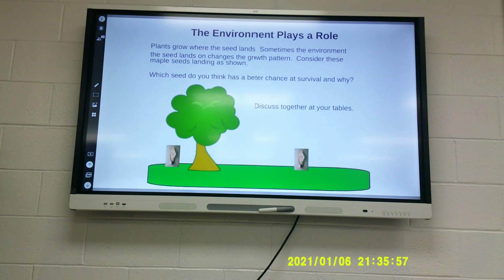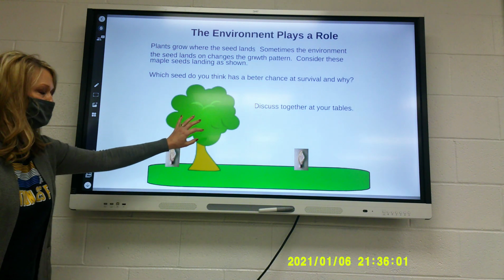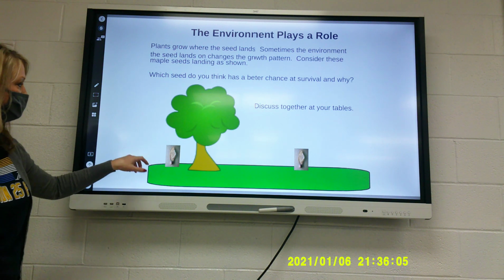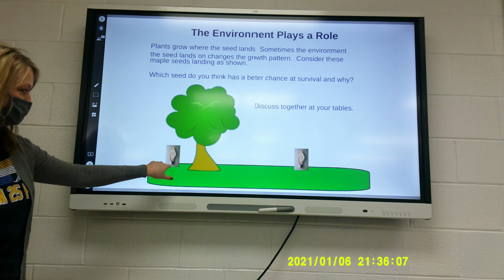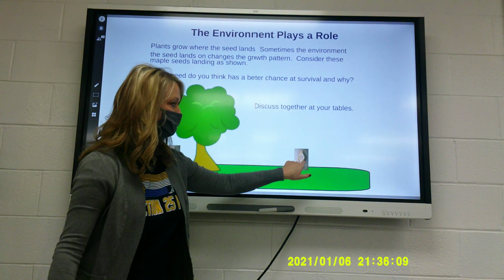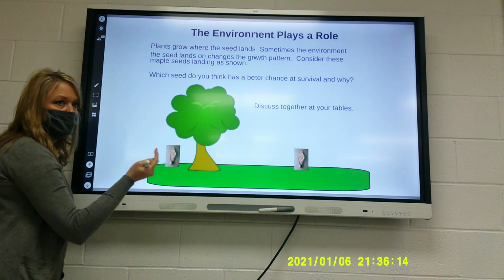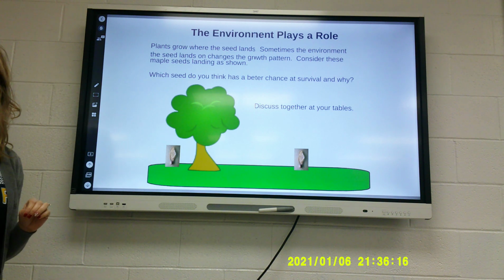The environment plays a role. Plants grow where their seed lands. So we talked about the little helicopters, when they spin down. Of these two little helicopters, you have a helicopter that lands here and one that lands out here. Right or left? The one on the right or the one on the left? Which one is going to have the better chance of survival?